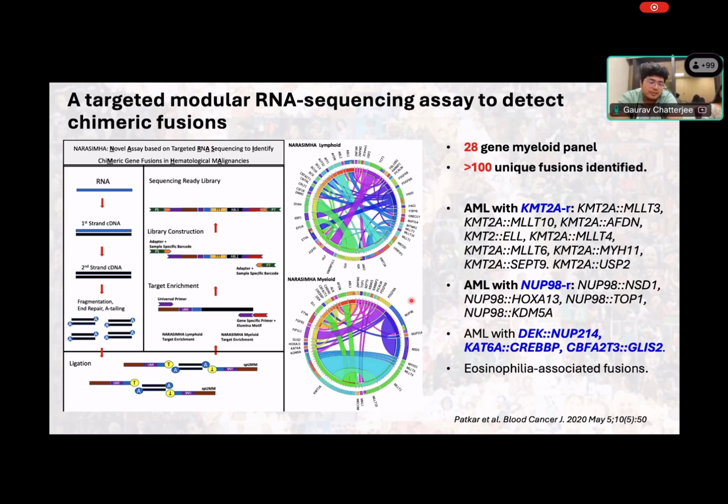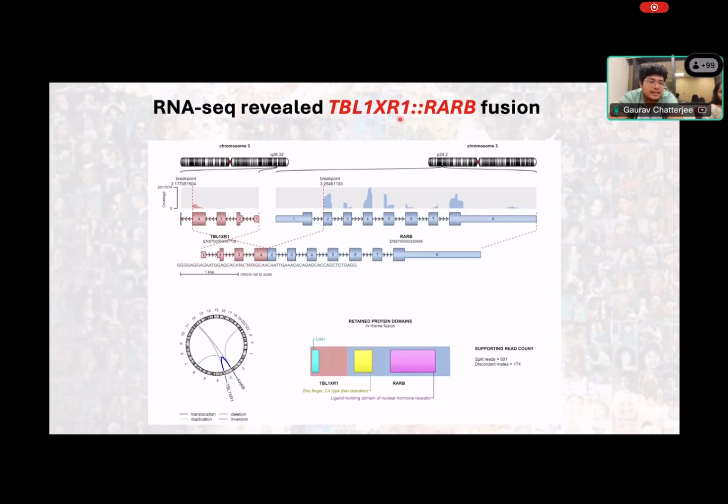So in this case, I hope we all are on the same page with our case, which was a case of APML that the morphologist in us said, but in molecular so far it seems like negative, right? So in this case, we did RNA sequencing and it indeed picked up a fusion known as TBL1XR1-RARB. You do not need to know this, but just the fact that using NGS you can pick up fusions which are not possible to pick up using conventional techniques.